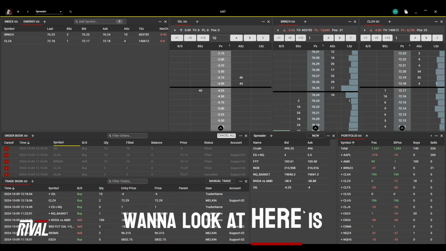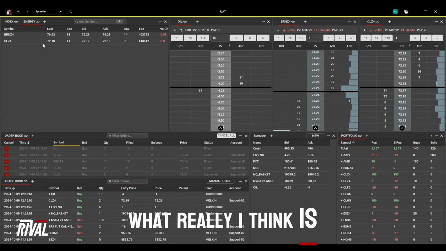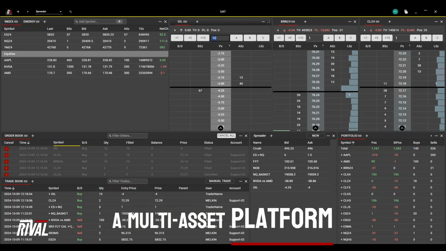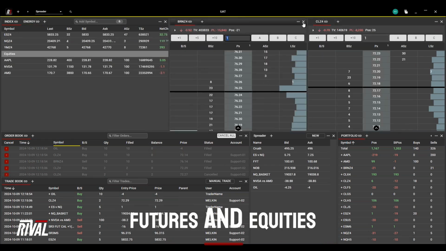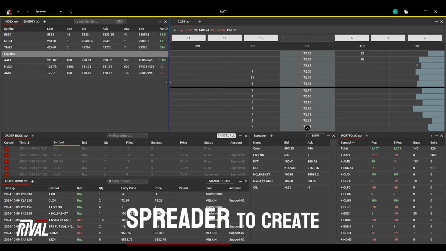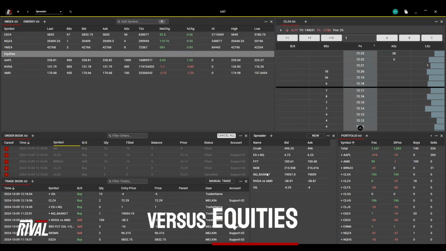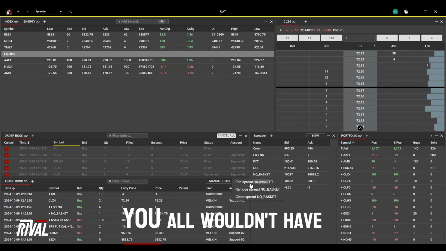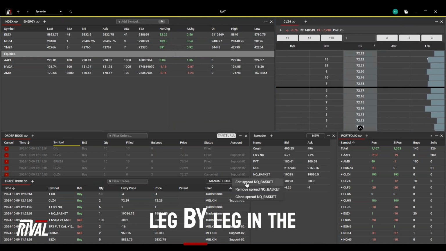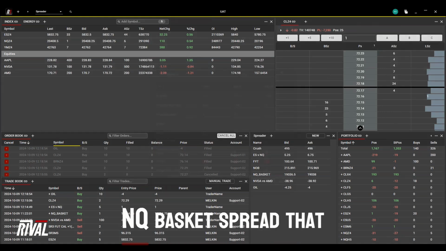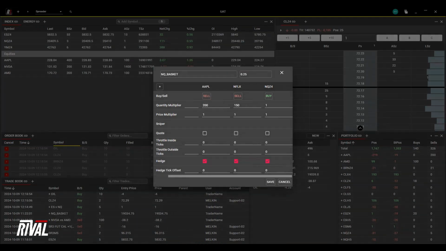What I want to look at here is what I think can be very powerful with Rival One. Since we are a multi-asset platform and support both futures and equities, we can use our spreader to create a spread of futures versus equities. I built this ahead of time so that you all wouldn't have to watch me build it leg by leg during this webinar. I'm going to open my NQ basket spread that I've created.